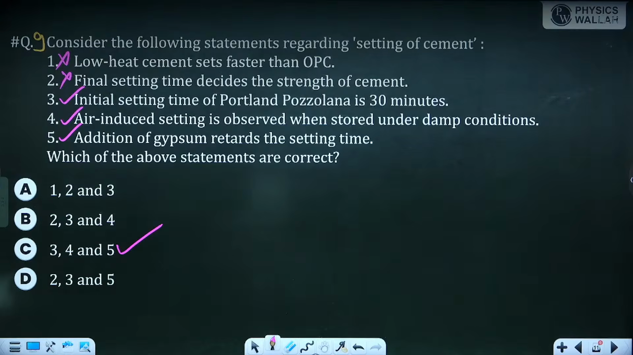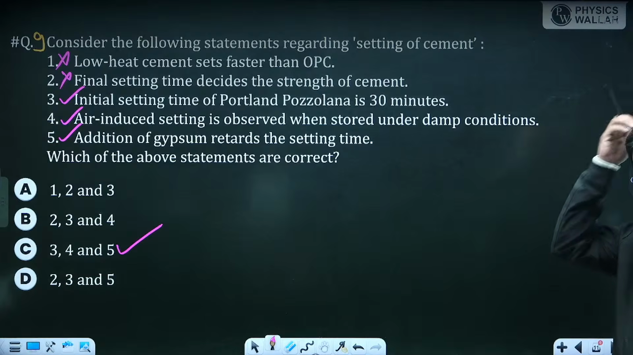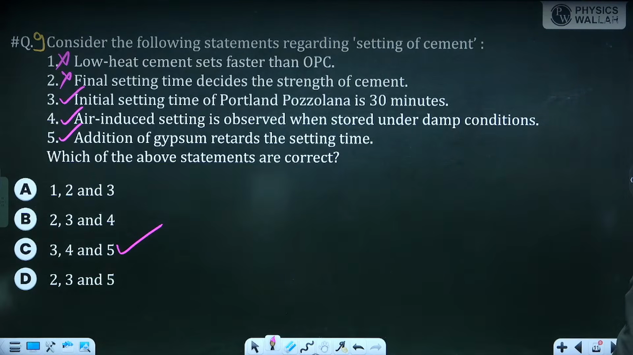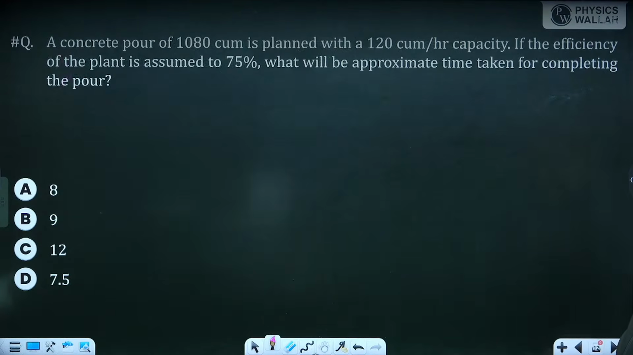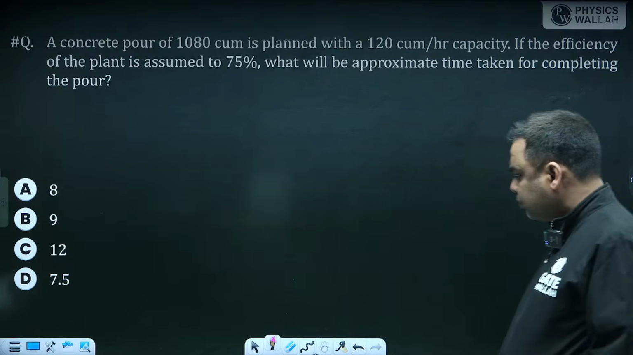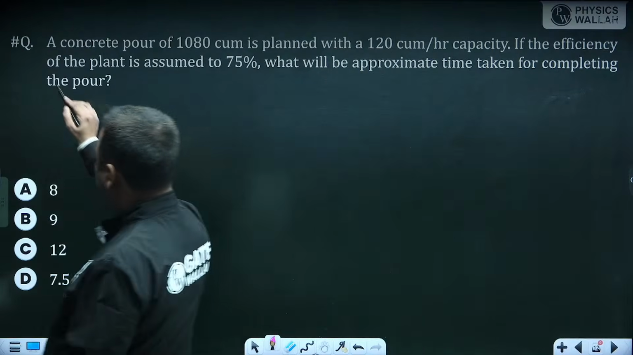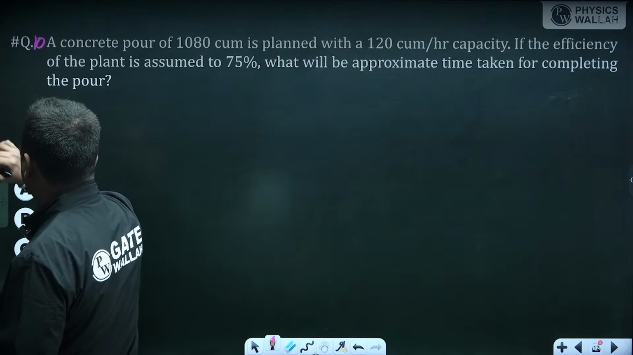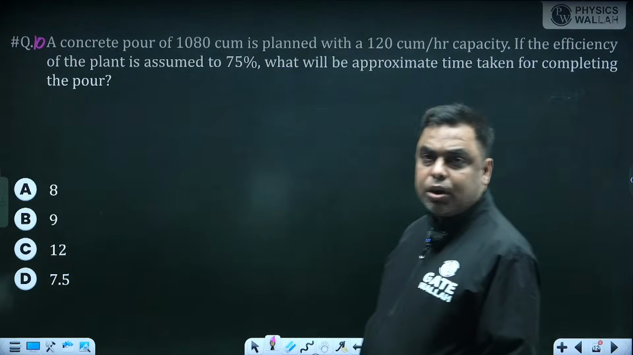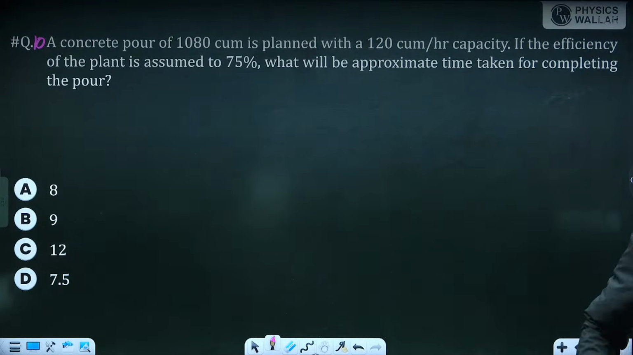Clear? Good. Next question. Tell me what would be the answer?